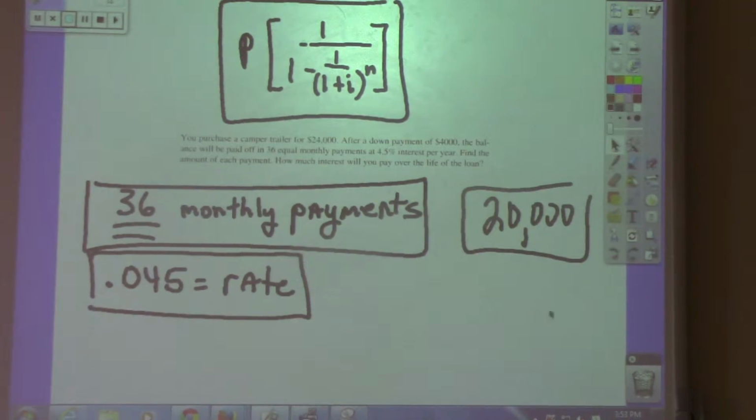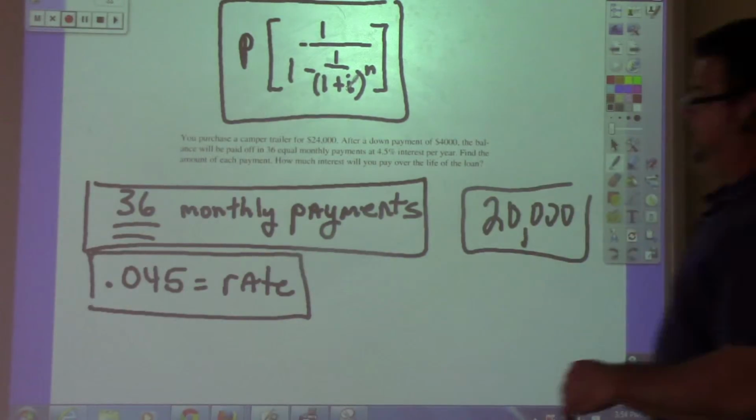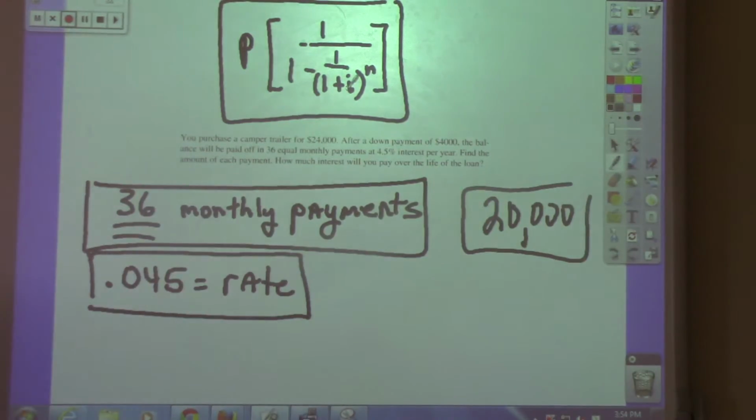All right, so here we go. Let's plug it in. So 1 plus, this is going to be what? We know our N is equal to 36, right? So this is going to be R over N, which is 0.045 divided by 36. Well, I'll just do it in the calculator right quick.